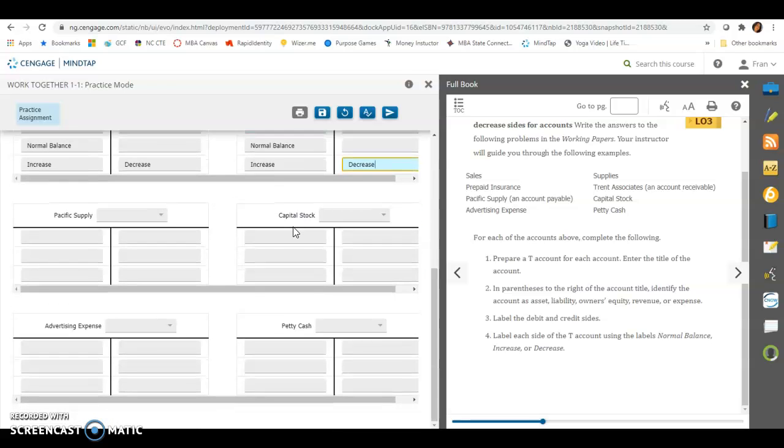Okay. Next, Pacific Supply, it tells us over here that that is an accounts payable. So that's a liability. Debit left, credit right, debit left, credit right. All right, so liabilities have a normal credit balance, which means that is the increase side. Capital stock is owner's equity. And that has a normal balance on the right side, because it's on the right side of the accounting equation. Decrease on the left, increase on the right.